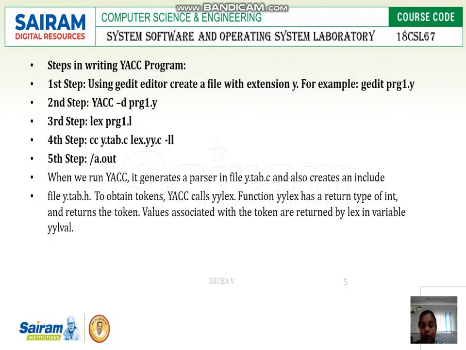When we run the YACC program, it generates a parser in the file y.tab.c and also creates an include file. To obtain the tokens, YACC calls yylex. This is the function which returns an int type and returns a token, and values associated with the tokens are returned by lex in a variable yylval. So this yylval is a variable returned by lex, and values can be appended to the tokens.